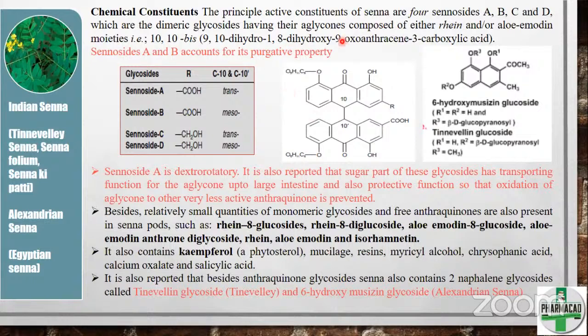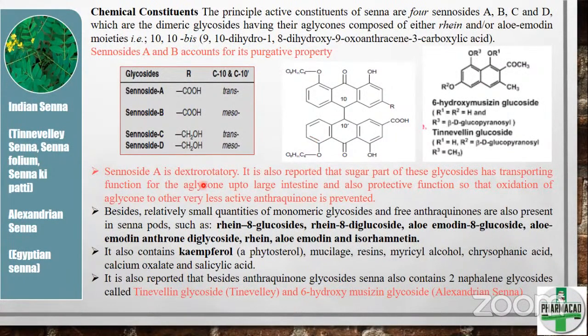So again, if you see, this is nothing but a dianthrone nucleus where two glucose molecules are attached. But what test will this give, guys? Borntrager's test. Why? Because here there are O-glycosides. You see the glucose is attached with the help of an oxygen. So this is going to give you a Borntrager's test positive.